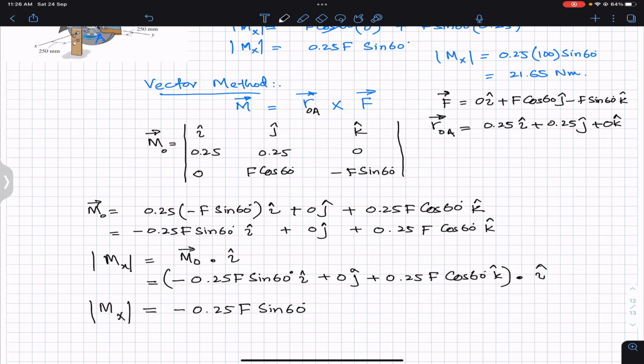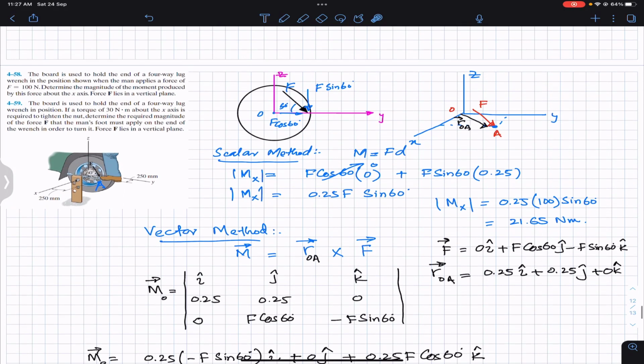Now the minus sign tells us that the moment produced is the clockwise moment. As we can see, if we look into this sine component, it is producing the moment about the x-axis in this direction, that is in the clockwise direction, like this. And if we curl our right hand fingers in this direction, our thumb will point out in the negative x. So this means that this moment, which is 21.65 Newton meter, is a clockwise moment. So let me write that this is clockwise moment.